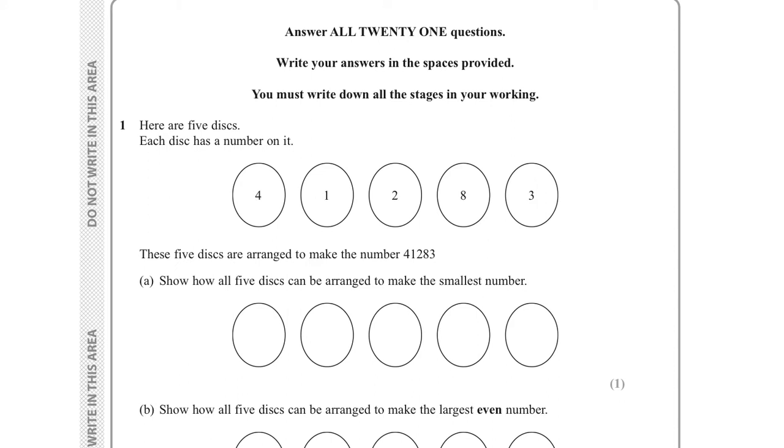How are we going to make the smallest number? We are going to put the smallest digits first because they have the biggest weight. Because we know that this is the 10,000 column, we want this to be the smallest. So what's the smallest one we have? 1. What's the next smallest one? 2. The next one? 3. The next one? 4. And the last one? 8. Perfect. We've now made the smallest number.